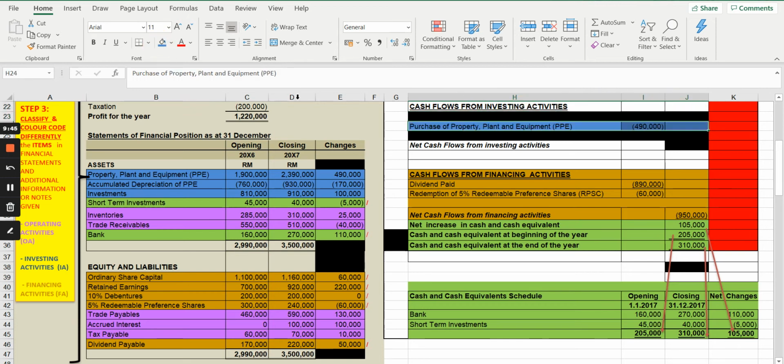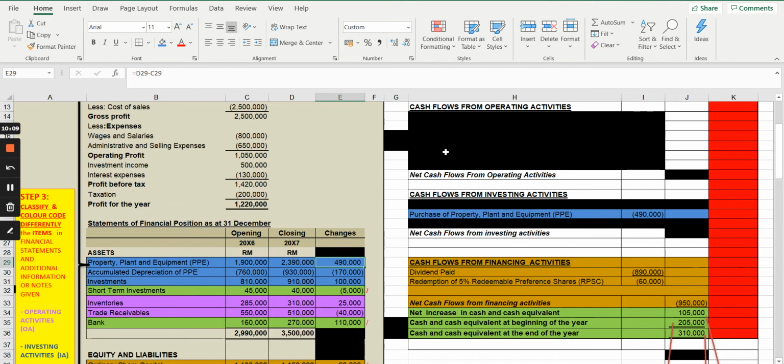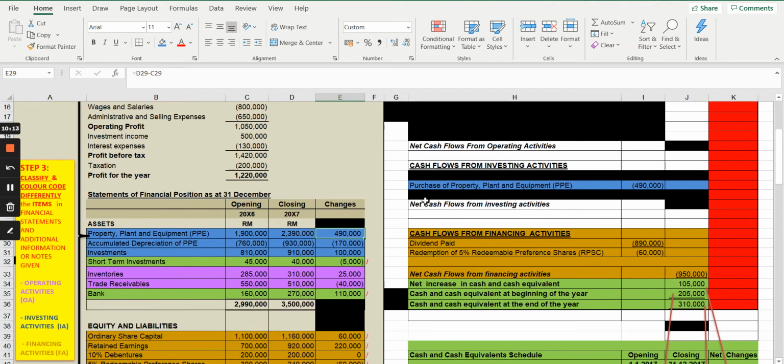We put purchase of property, plant, and equipment, and this will take this 490, but make sure you put an outflow sign there, negative, or just put a minus sign. For the accumulated depreciation, it won't be reported here because those are non-cash transactions. So you don't have to include depreciation here, but that depreciation information might be relevant for us to focus on our operating activities.